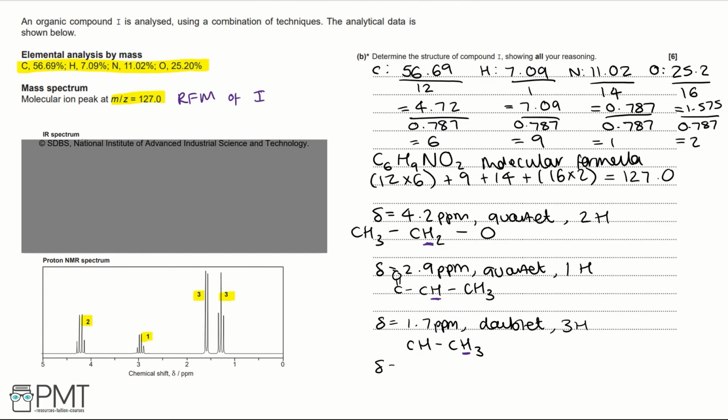Finally, the last peak on the proton NMR also has an integration value of 3. It has a chemical shift value of 1.3 ppm, and it has a triplet splitting pattern, which means it will be connected to 2 hydrogens. And then there are 3 hydrogens because of the integration value of 3. So it's going to be CH3, CH2.